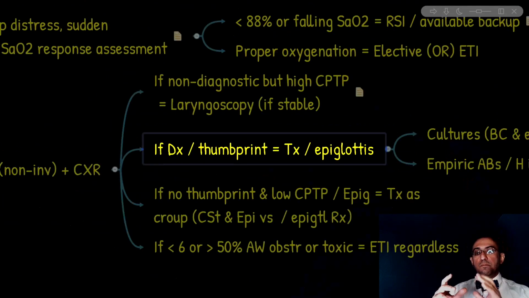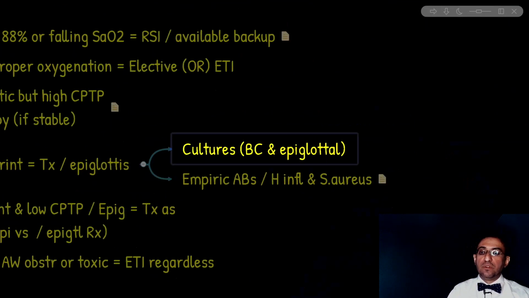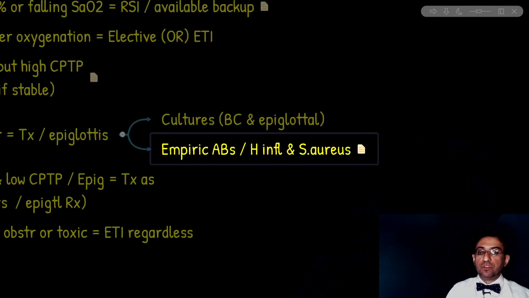And finally, in both stable and unstable groups, regardless of whether or not we perform intubation or any other surgical airway, we need to perform secondary tests for assessment of etiology. And so what are those tests? We perform culture from both the epiglottal region and blood culture. Now, what are the rules of antibiotic treatment for epiglottitis? We need coverage of Haemophilus influenzae and Staphylococcus. Staphylococcus coverage requires culture to figure out the resistance pattern.